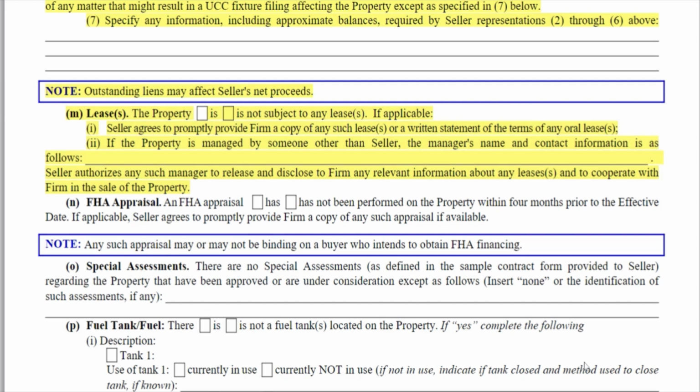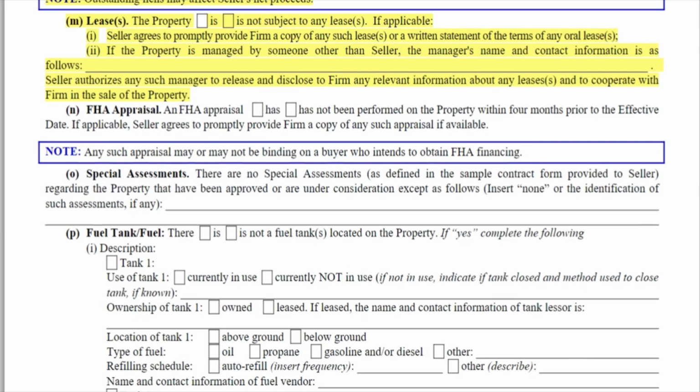And the seller authorizes any such manager to release and disclose to the firm any relevant information about any leases, and to cooperate with the firm in the sale of the property. So again, that just goes hand in hand. If it is a property management company, you need to get in contact with them and let them know that Moving Forward Real Estate will be selling your home, and that they can release any information that's needed to me.